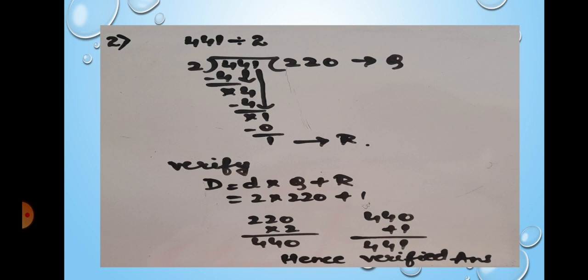For verification, dividend is equal to divisor into quotient plus remainder. This formula you have to remember. For divisor we got 2 into 220, which is the quotient, plus remainder is 1. First of all multiply 220 with 2. On multiplying you will get 440. After that you will add 1 remainder, you will get 441, which is equal to the same number which we were given, that is 441, which is called dividend. So our answer is correct. So we will write hence verified.